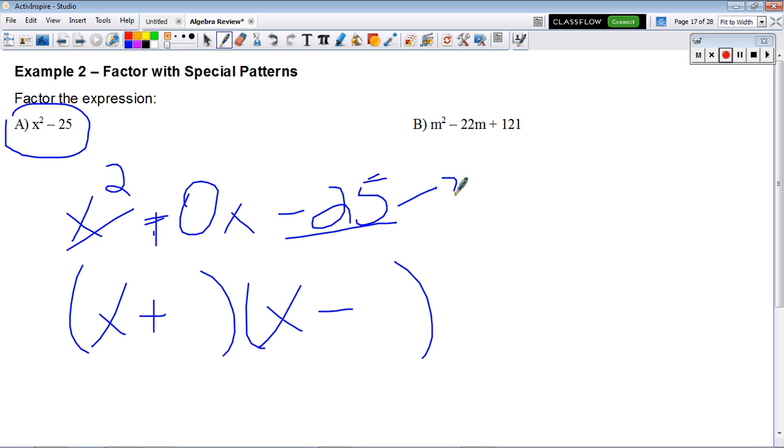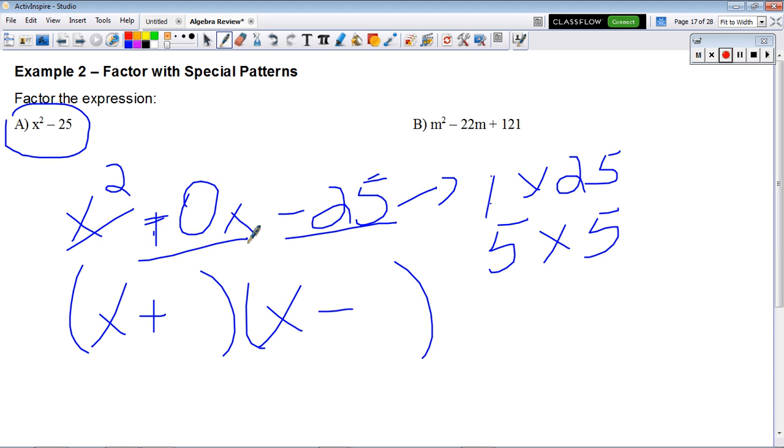And then the factors of 25 would be 1 times 25, and then 5 times 5. And what I'm looking for here is numbers that I can put in the back of the parentheses that when I do the outside-inside part of the FOIL equals 0. Well, that in this case would be 5 and 5. Because if I did x times negative 5, that would be negative 5x. And if I did positive 5 times x, that would be positive 5x. And if you put those together, that ends up being 0. So that's the answer there for part A.